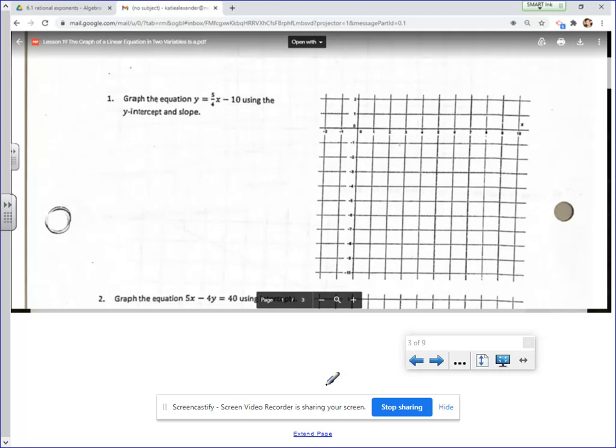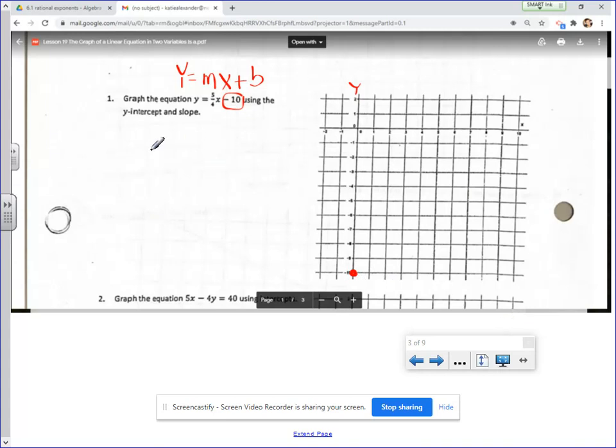It says graph the equation y equals 5 over 4 x minus 10 using the y-intercept and the slope. So what you're going to do, remember, this is y equals mx plus b. The first thing you want to do is this number right here. It's a negative 10. So you're going to go on your y-axis, which is this line right here, till you see the number negative 10 right here, and you're going to make a point there. So everybody needs to have a point at negative 10 on the y-axis.